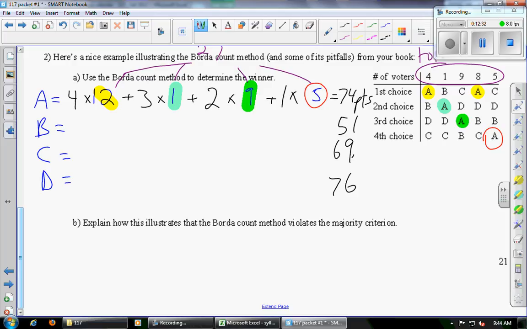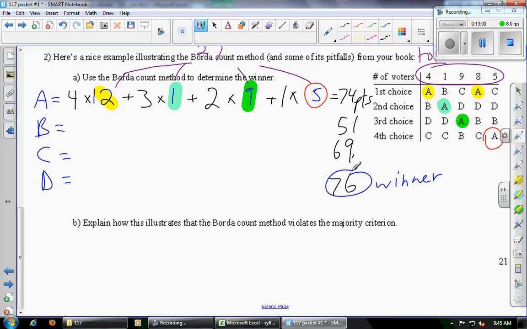Who won the election here? D wins, right, with the most points. So D wins this election using the Borda method. Now we want to decide if that was fair. We're not trying to decide who wins the election. We're just trying to decide if that was fair. And the majority criterion says if somebody has a majority, they should win. I don't care how you count the votes. They should win. Okay, so we didn't look to see if anybody had a majority, but you guys actually have these numbers.